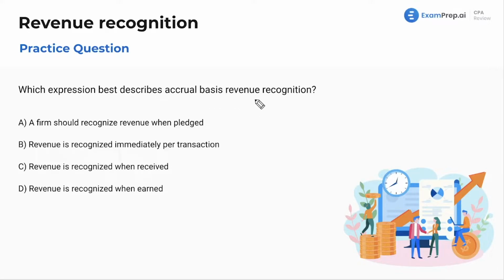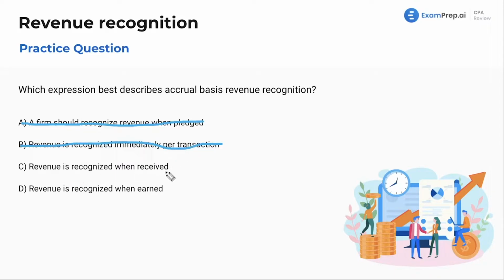And I'm going to repeat this over and over throughout the entire exam that you will be working through with me on these videos. So a firm should recognize revenue when pledged. This term is a not-for-profit term and also is not entirely accurate. Revenue is recognized immediately per transaction. Nope. In no case is that true.